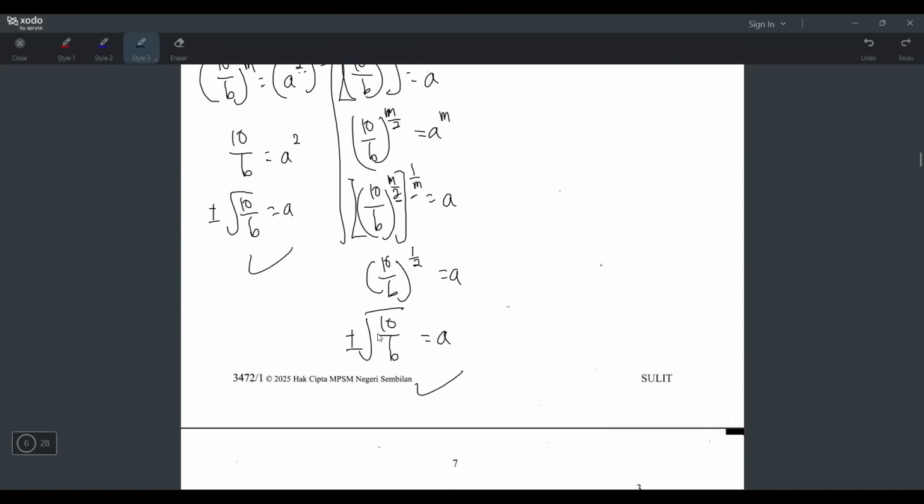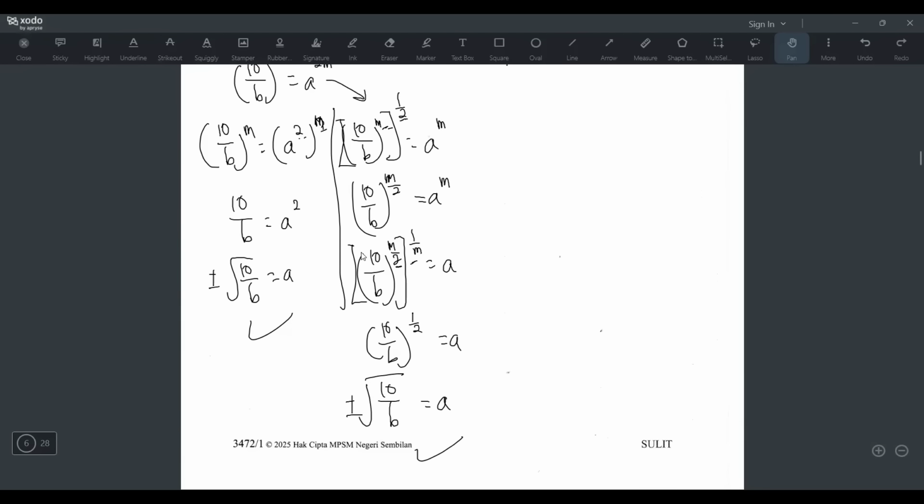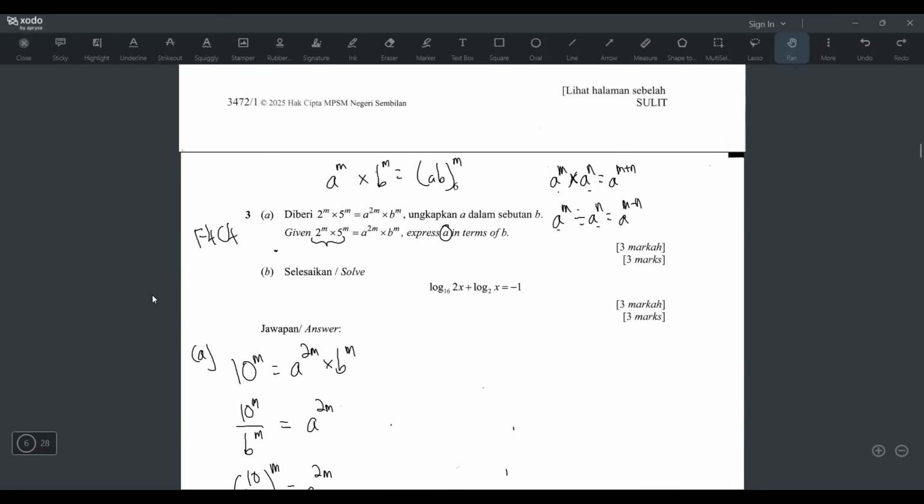Yeah, so as you can see, the answer is the same. Okay. So you can do it both ways. But of course, this one is better. I recommend this one. Okay, I think it's enough for this.